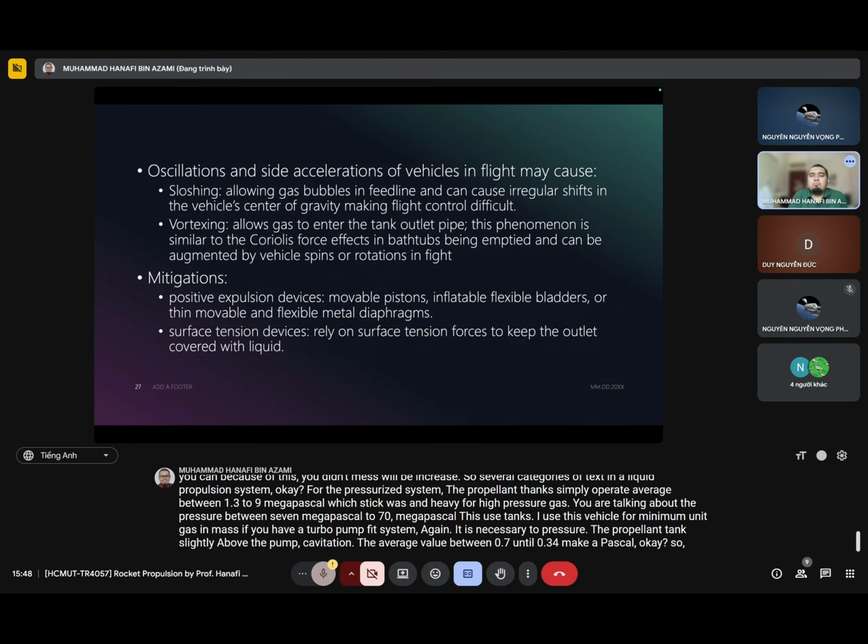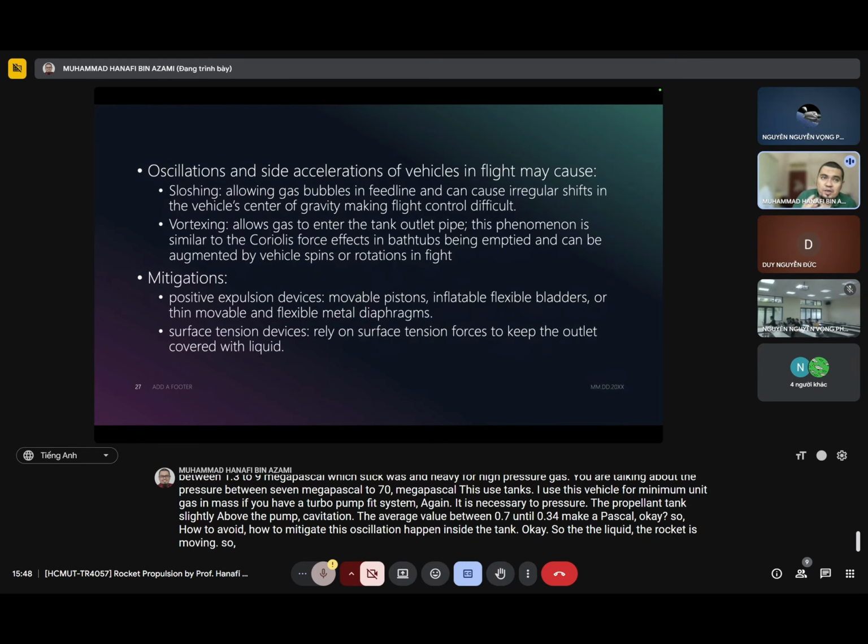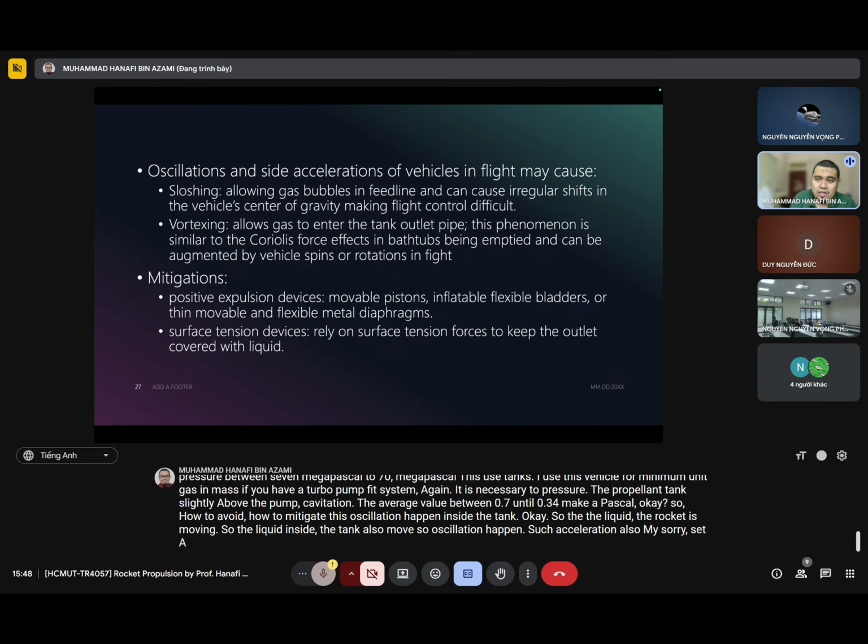So how do we avoid or mitigate the oscillation that happens inside the tank? The rocket is moving, so the liquid inside the tank also moves, so oscillation happens. Side acceleration of the vehicle in flight may also cause this.